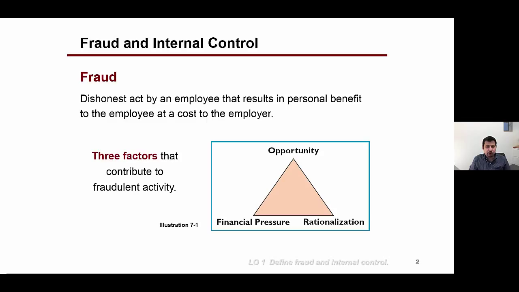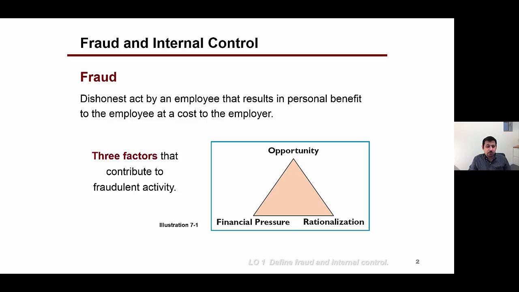For example, if you are afraid that an employee is trying to steal some cash, the cash has to be accessible to that employee. So the opportunity of stealing the cash will have to be present. The second one is financial pressure. Financial pressure is when the employee has some financial problems. As a result, they would need the money, or when the employee would like to live a higher lifestyle, which would cost more than they can afford. As a result, they would commit fraud.